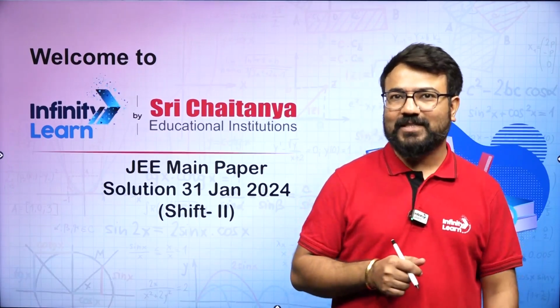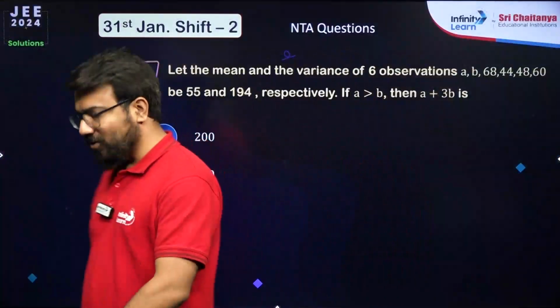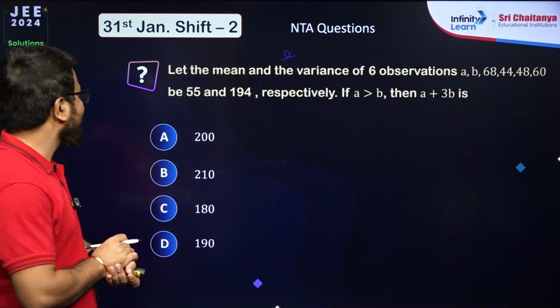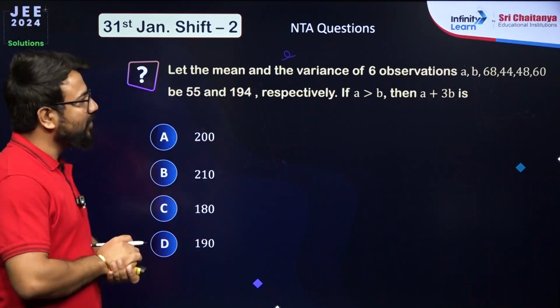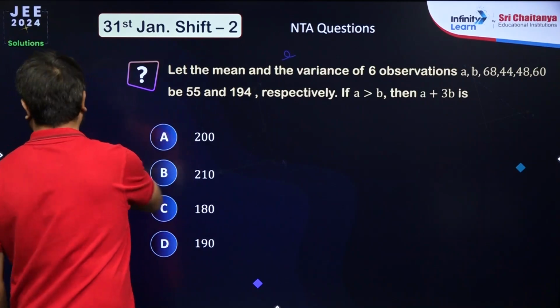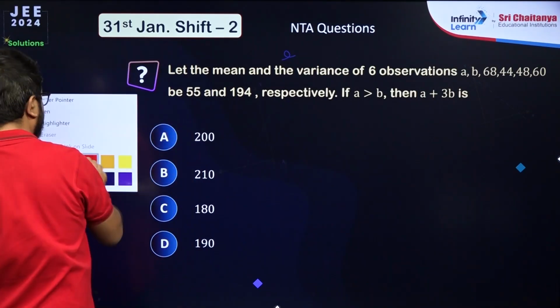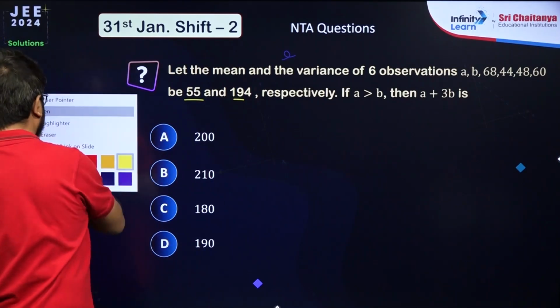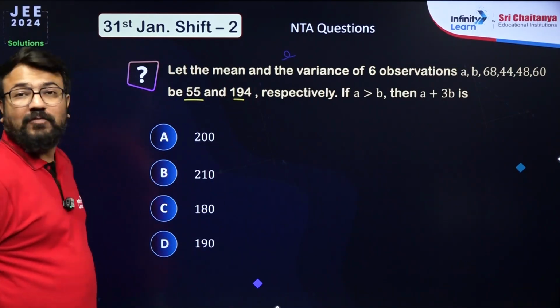So let's start with question number 1. Here is the first question in front of you. The question seems to be from the chapter statistics and it is quite easy. Let the mean and the variance of 6 observations be given to you. Their mean is 55 and the variance is 194. Alright, my dear students, we need to get the value of a plus 3b.